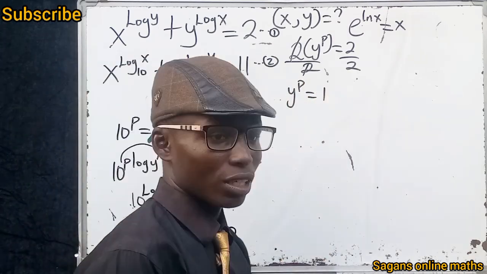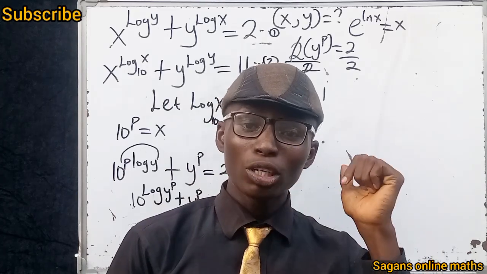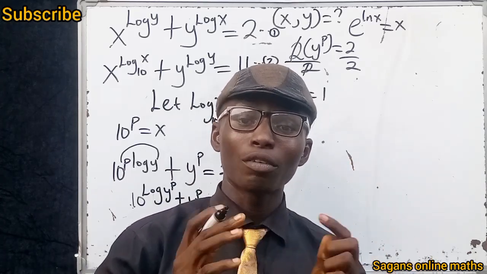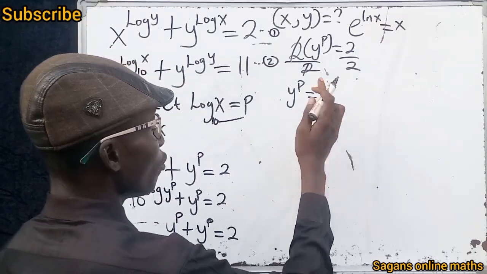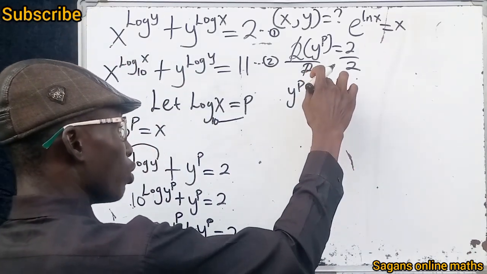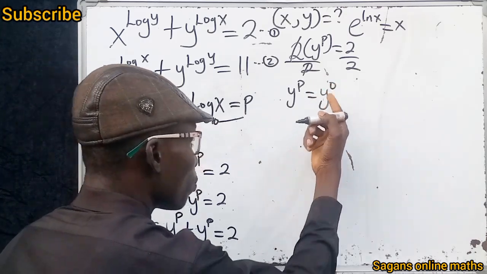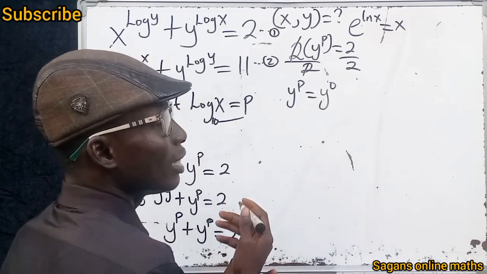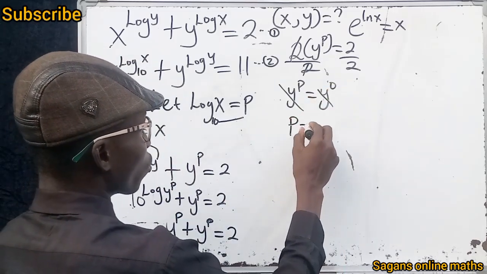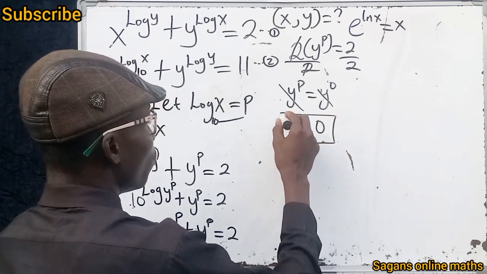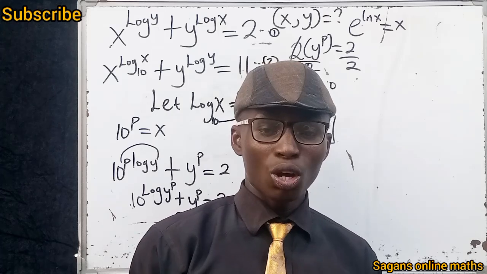This is interesting. Remember that one of the properties of indices says that anything raised to the power of 0 is 1. Since we are looking for a way to get the value of x and y, and we have y as base here, we remove this 1 from here and put y raised to the power of 0. You can see that y raised to the power of 0 represents the 1 that was here. So let's equate the indices since the bases are the same. So now see that p is equal to 0. This is the value of p. But we are not asked to solve for p, right? We are asked what is the value of x or y.